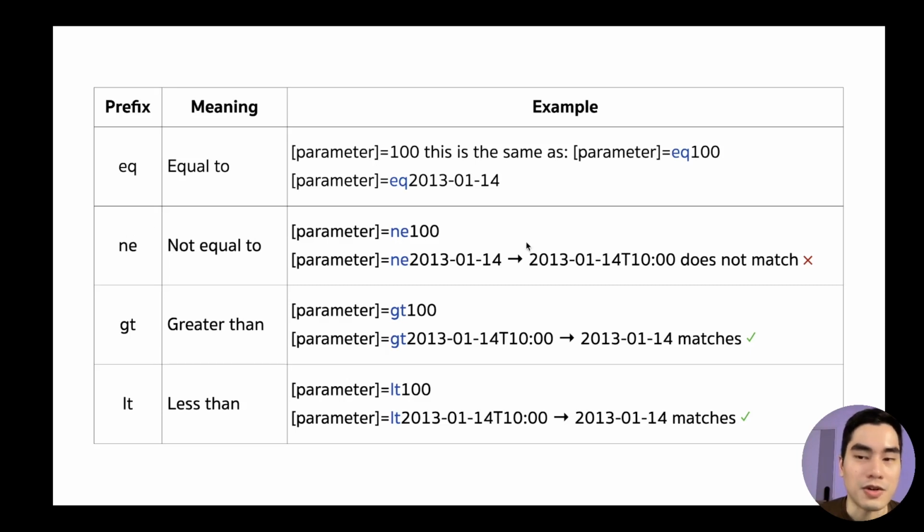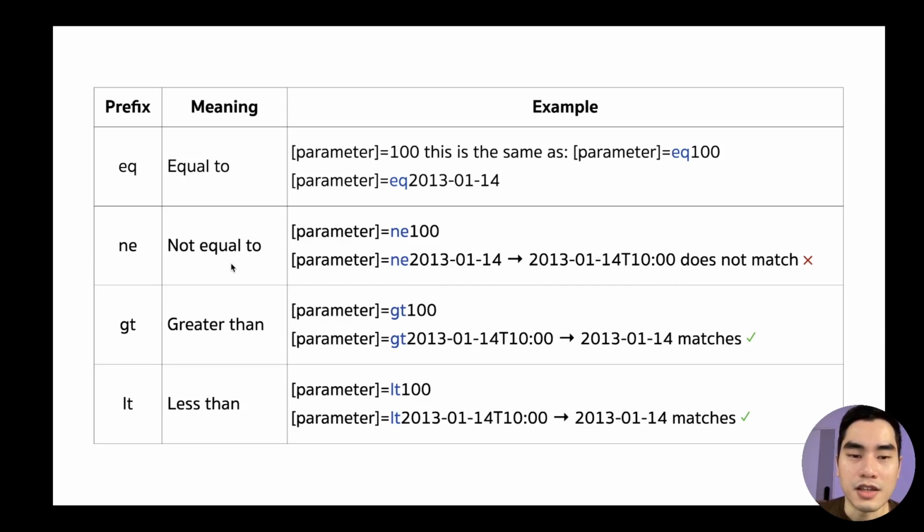Not equal, not equal. But when you are dealing with date or range, there are some implicit things you have to think about when you create a search parameter. Like this one, not equal to: if you set any date parameter not equal to 2013, the 14th of January, and the resource has the same date but also specifies the time, this does not match the search query, because it assumes the whole day of that date, and this point of time is in this whole day.